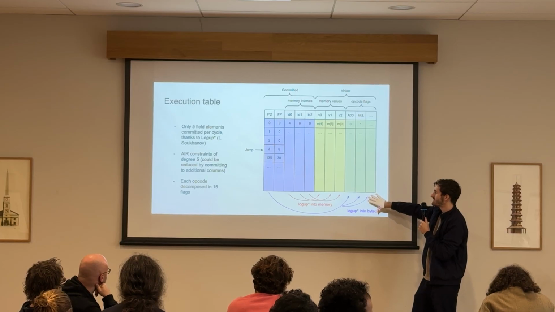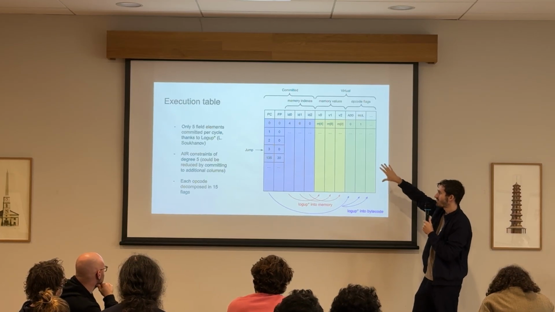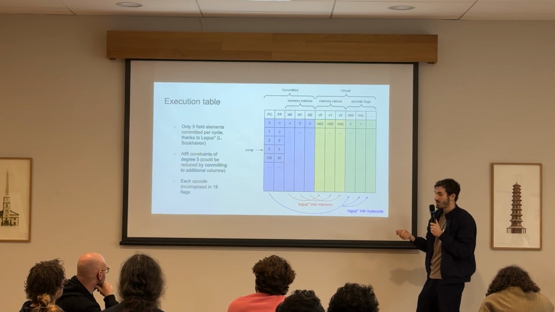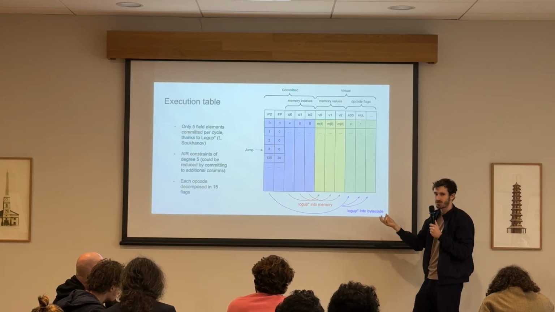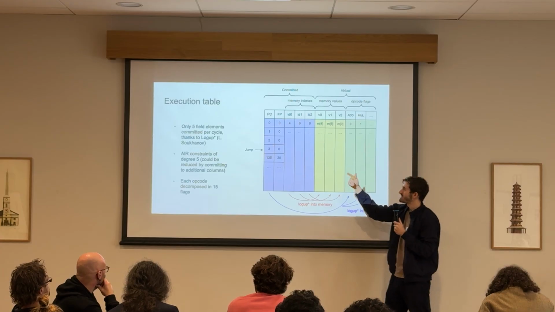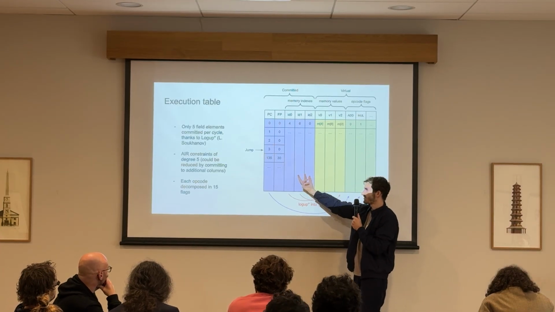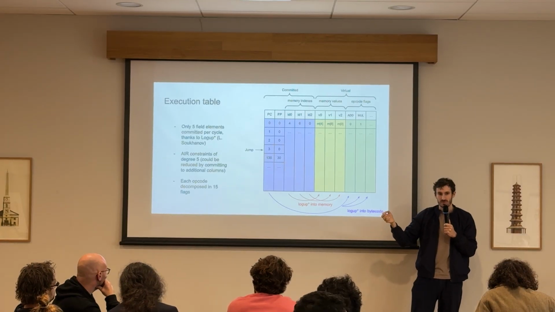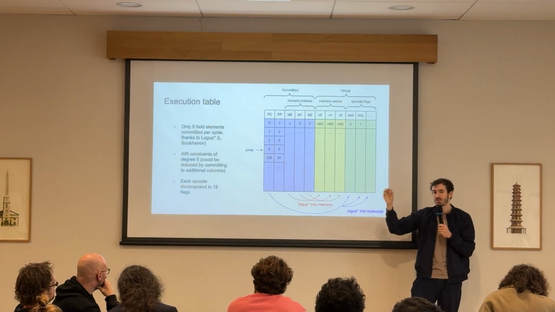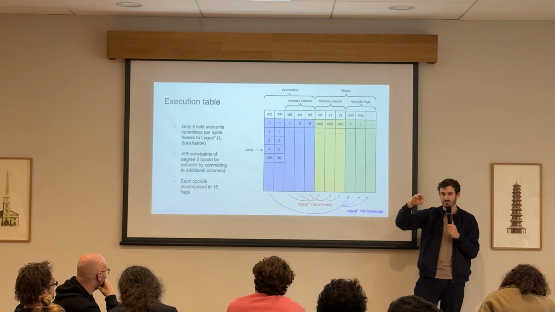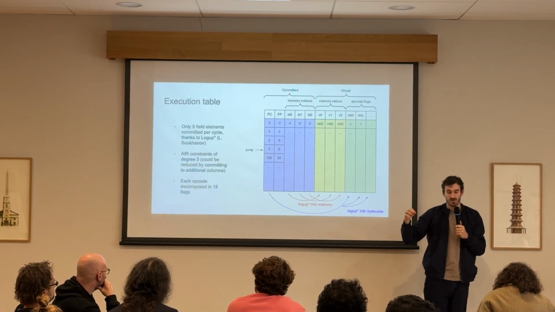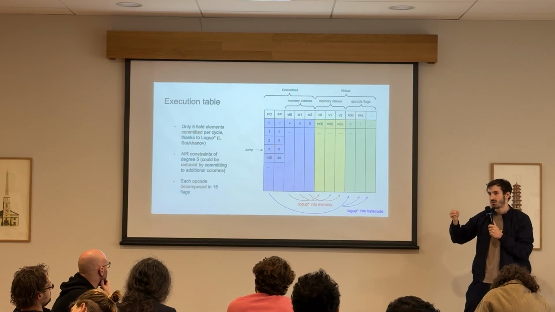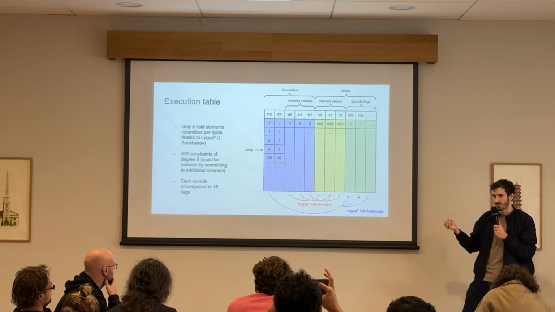And in the end, the execution table is mostly composed of virtual columns. You only commit in the execution table to PC, FP, and 3 index columns. So you only commit to 5 small field elements per cycle in the execution table. You need to commit to other stuff, memory, etc. But if we only consider the execution table, it's very lightweight in terms of commitment.